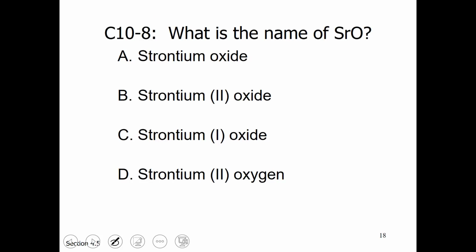Strontium and oxygen. Please look at your periodic table. And what you're going to find out is that strontium is in group 2. So if it's in group 2, it's +2. We don't need to specify the oxidation state. So goodbye to those answers. We don't need to let people know strontium is +2. We can just call that strontium oxide, and we're good to go.